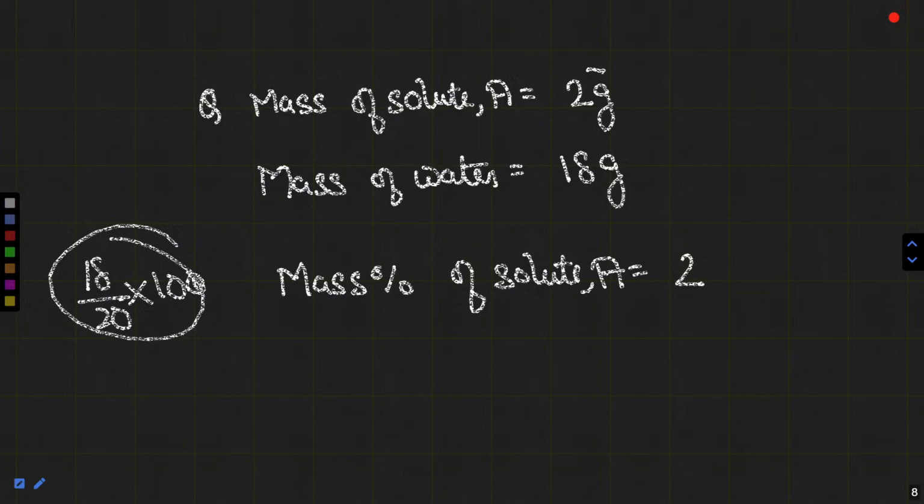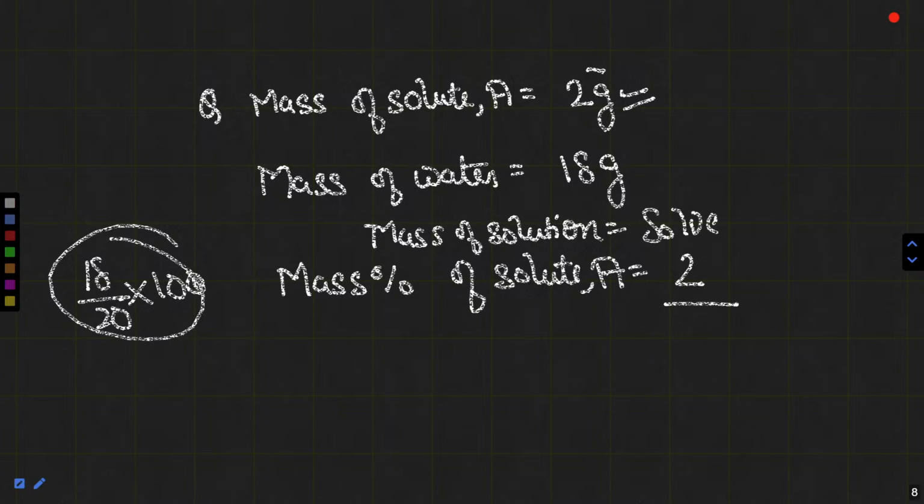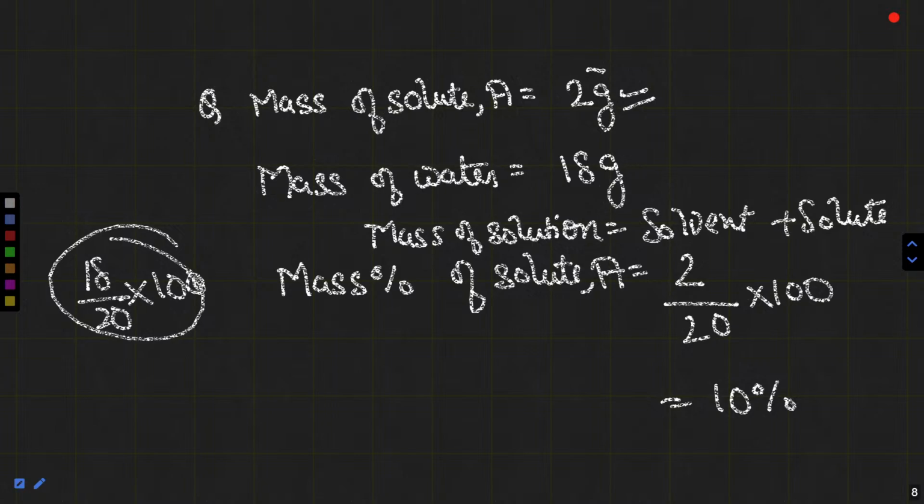So what is the mass percentage of solute? It is given by mass of solute divided by total mass of the solution. What is the total mass of the solution? It will be solvent plus solute, which will be 20, multiplied by 100. So that will give you 10%. Is it clear now?